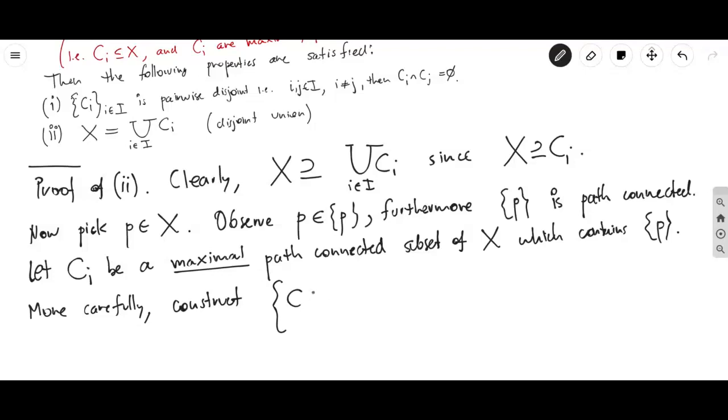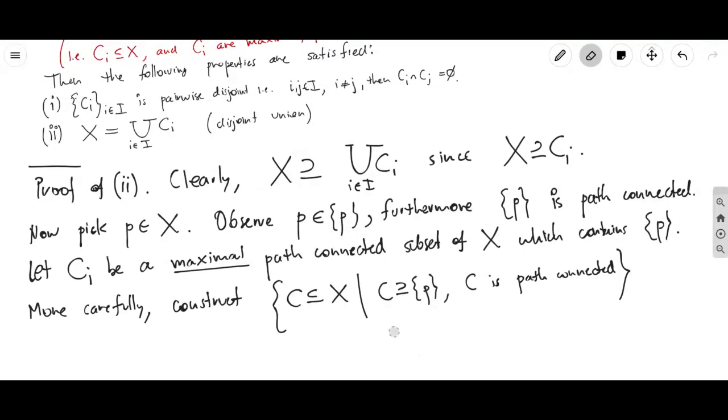You construct the set of all C, so these are going to be subsets of X with the property that C contains the singleton point P and C is path connected. So you consider the collection of all C that contain the point P. This is a non-empty collection because P is already path connected. It could happen that this set is maximal, and then this collection of C would just be the singleton set.